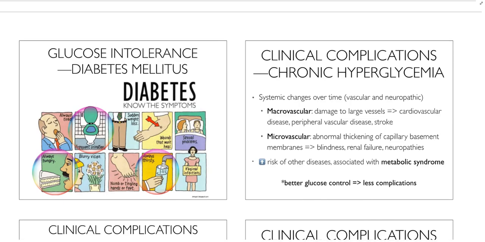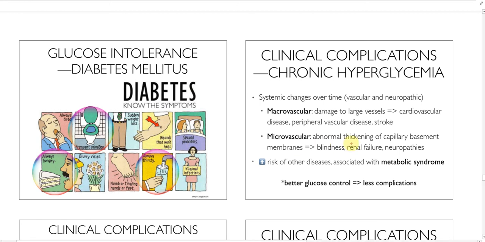Okay, so these are some of the symptoms of diabetes mellitus. All right, chronic hyperglycemia. We have both macrovascular and microvascular changes or damage. So at the macrovascular level, this is damage to large vessels, which can lead then to cardiovascular disease and peripheral vascular disease and stroke. So this is going to be like atherosclerosis, for example.